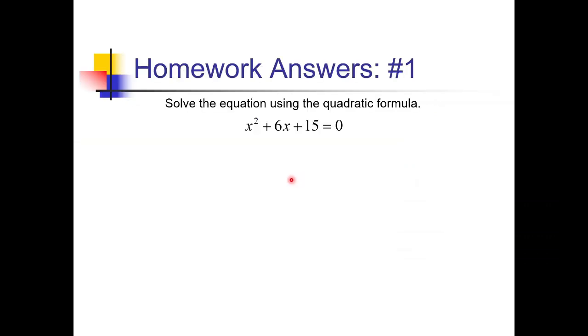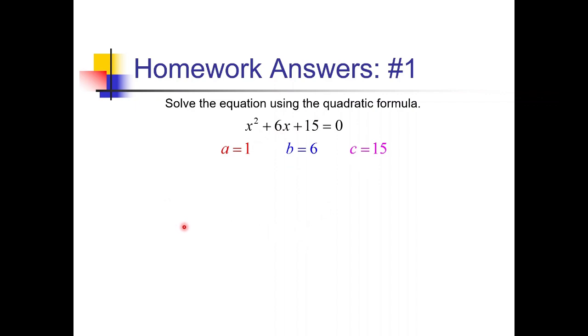For this problem, they want us to solve this equation using the quadratic formula. So first thing we need to check is to make sure it's in standard form. We're going ax squared, bx, and c equals 0, so we are good to go. Our a value in this one is going to be a 1, invisible 1. B value is going to be 6, and then we have 15 for our c value.